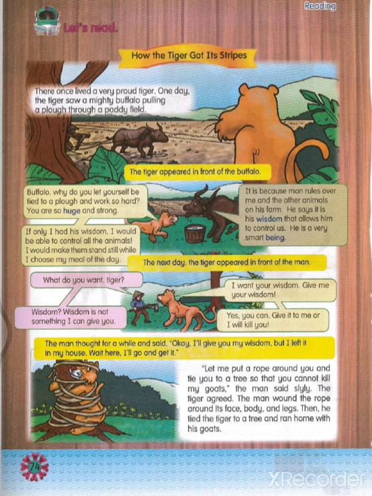You can say, one day the tiger saw a mighty buffalo pulling a plow through a paddy field. So that would be the first one. That's the first plot. Don't forget your capital letter. This is the buffalo. This tiger saw buffalo pulling a plow. This is called plow. And that's the first one.